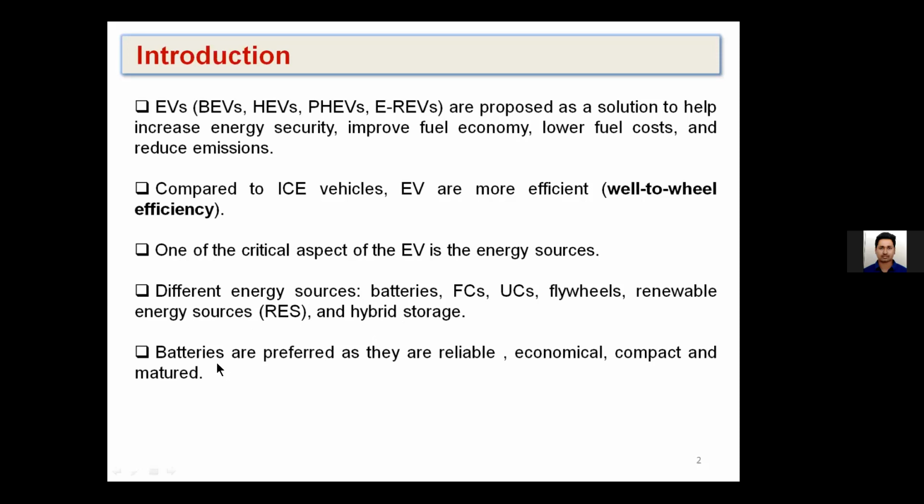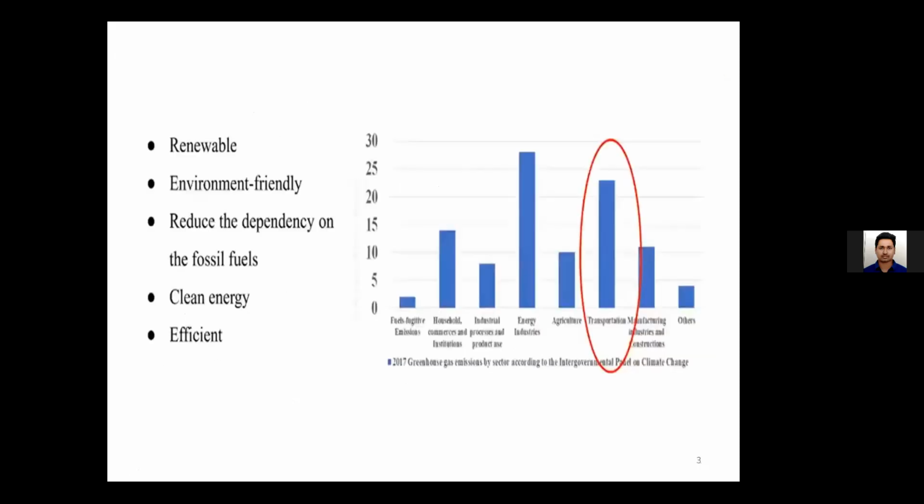So batteries are more preferred when you compare with other forms of energy storage. Generally, they are getting more popular as they are reliable, economical, compact, and mature when compared with the other energy storages. So these are some other advantages, which is environment friendly, reduction in dependency on fossil fuels, clean energy, and more efficient.